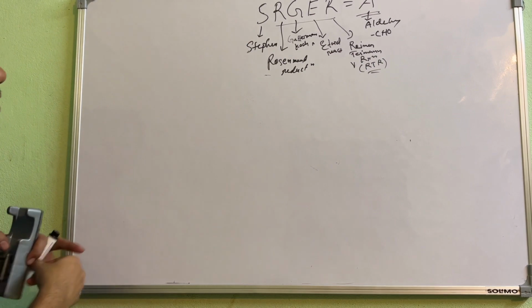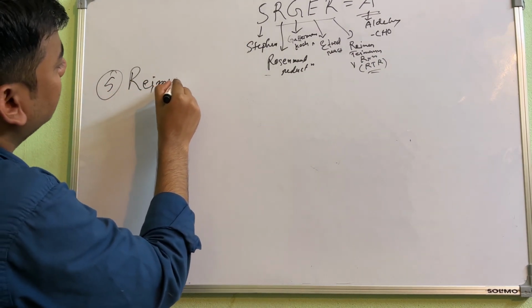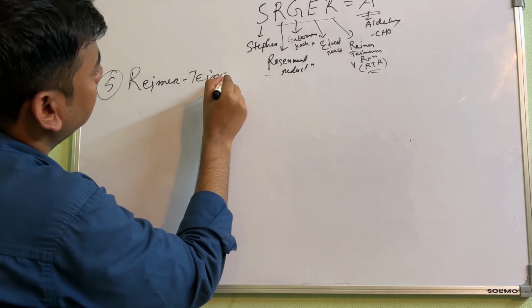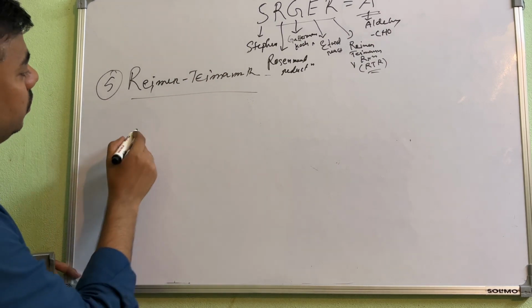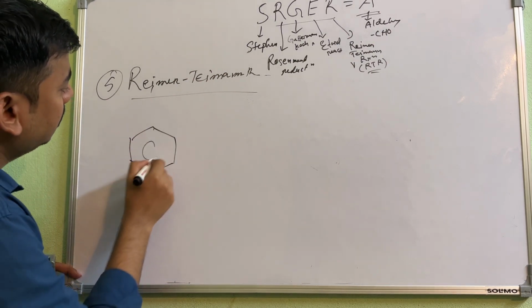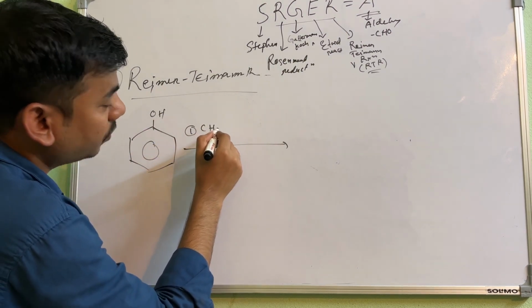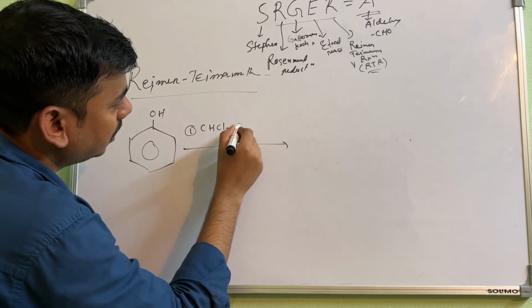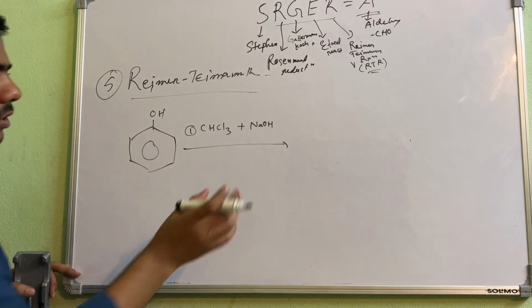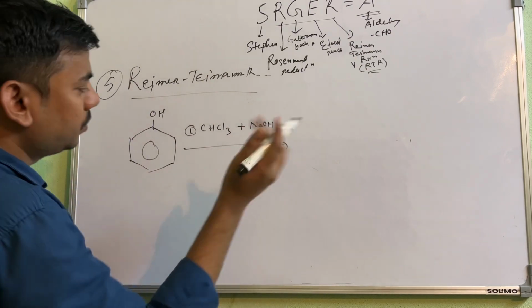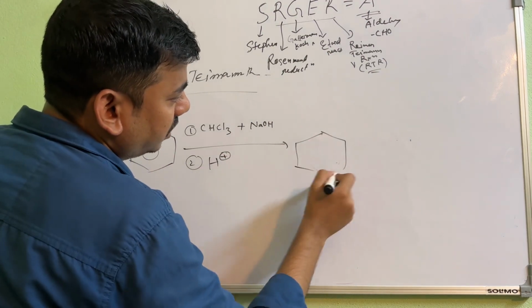So today this is our last reaction, number 5, the Reimer-Tiemann reaction. This is very important. What we are going to do here, initially we need to take phenol. Phenol will react in the first step with chloroform. What is chloroform? CHCl3 plus NaOH or KOH, both you can use. Some books show NaOH, some books show KOH, both are correct. And in the second step you have to do the hydrolysis by H plus only.